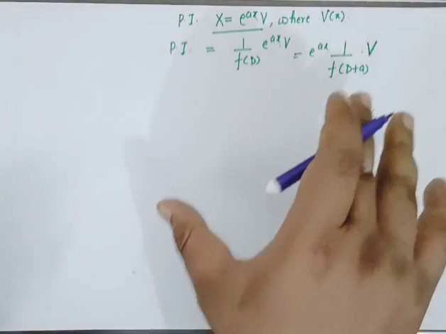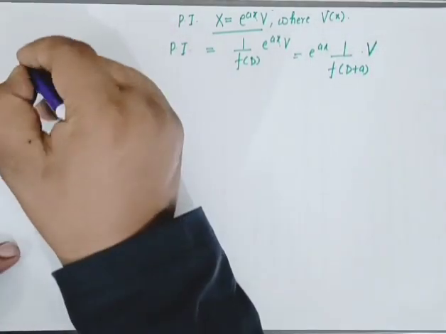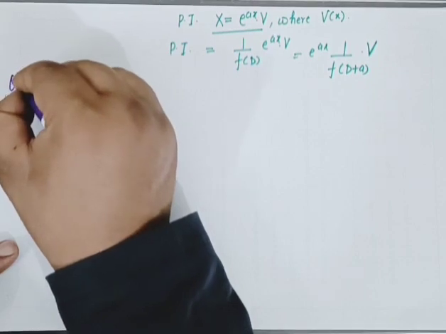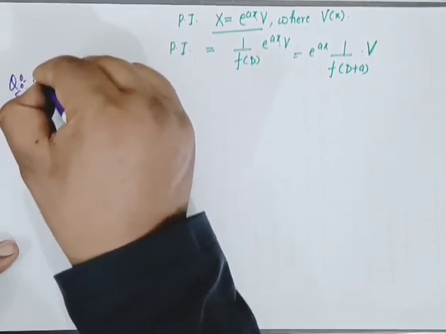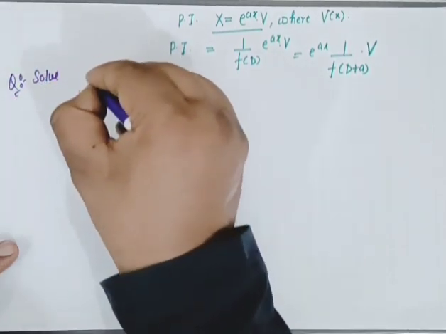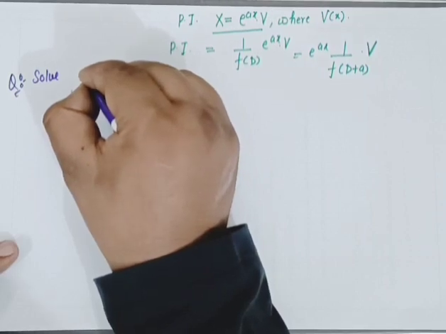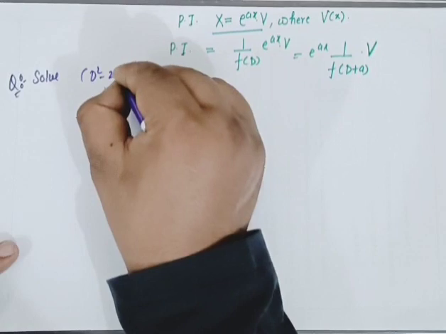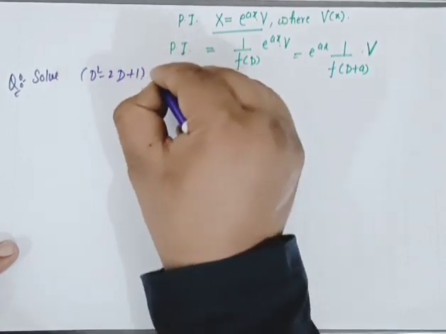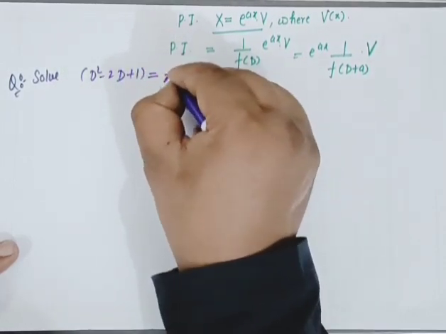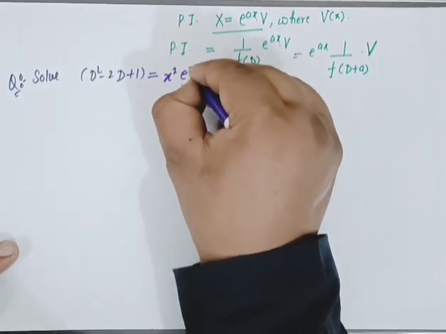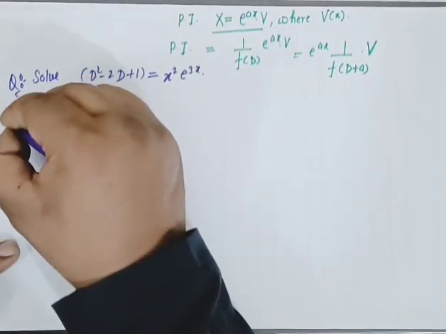Now, to understand this I would like to introduce a question. The question is: solve the given differential equation, that is D square minus 2D plus 1 equals x square e to the power 3x. Now how will we solve it?